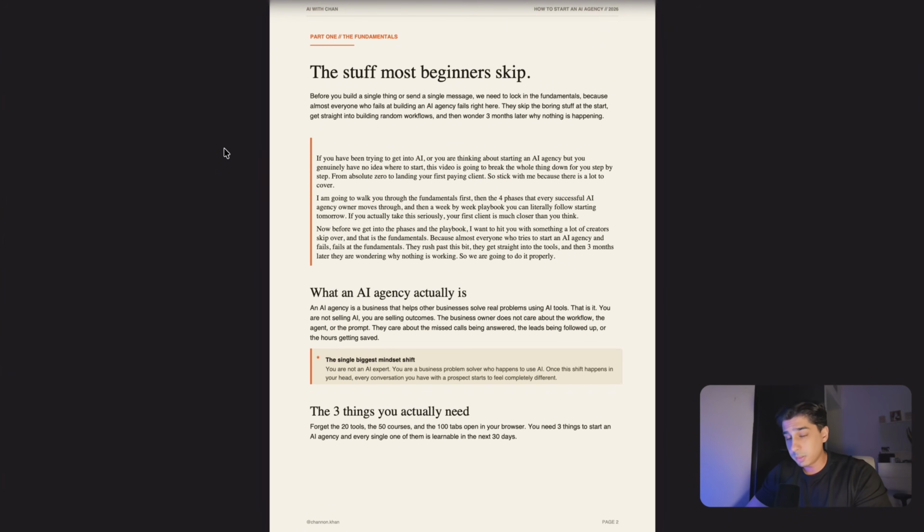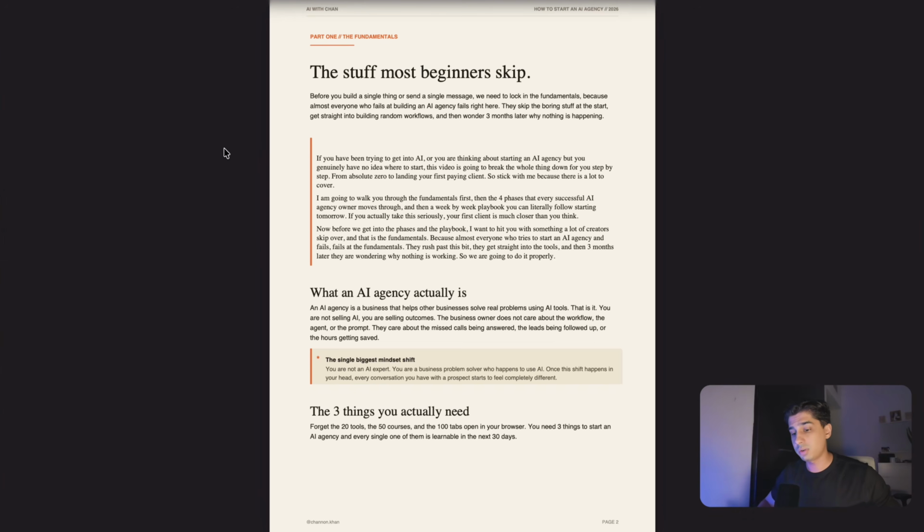Now, what an AI agency actually is. You guys probably know this, but I'm going to repeat it again for those who don't or who are confused. An AI agency is a business that helps businesses with specific problems or finding solutions using AI. You, as an AI agency owner, do not sell AI, right? Again, you are selling outcomes.